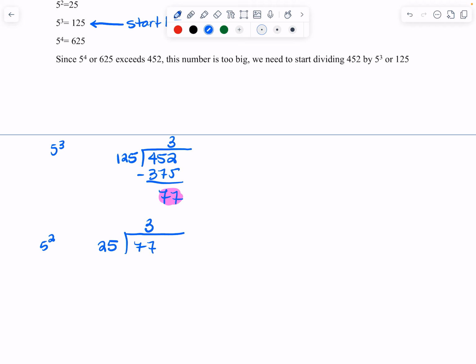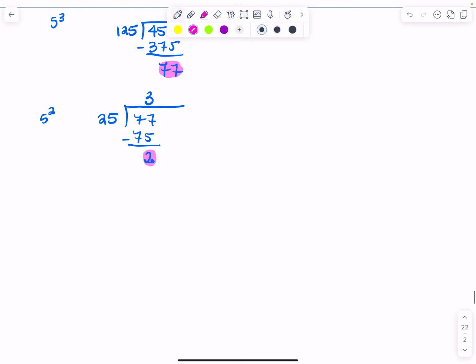But 25 times 3 is 75. So again, I'm going to perform long division, and I'm going to subtract 77 minus 75, which is 2. 2 is my remainder. I'm interested in that because I have to drop it down to the next base system. So next base system down is 5 to the first.